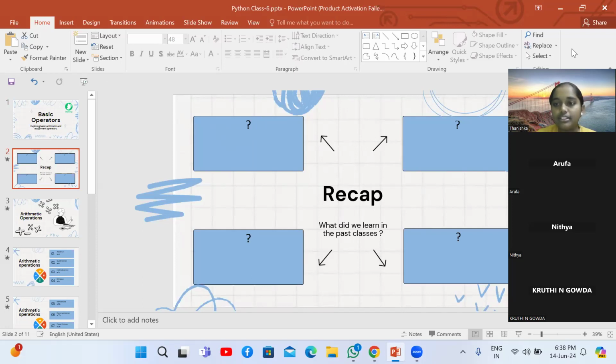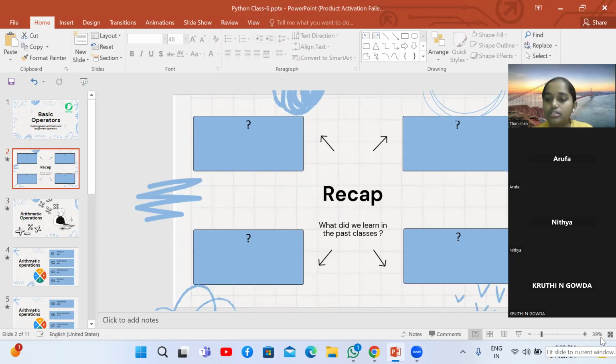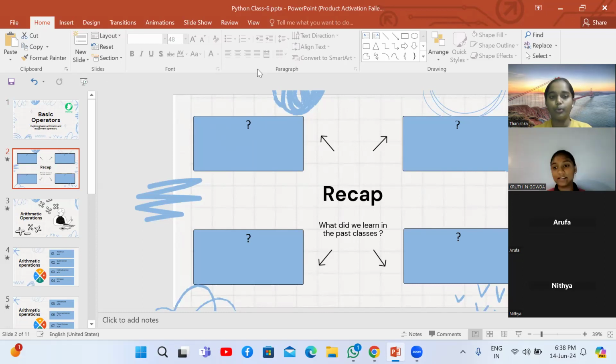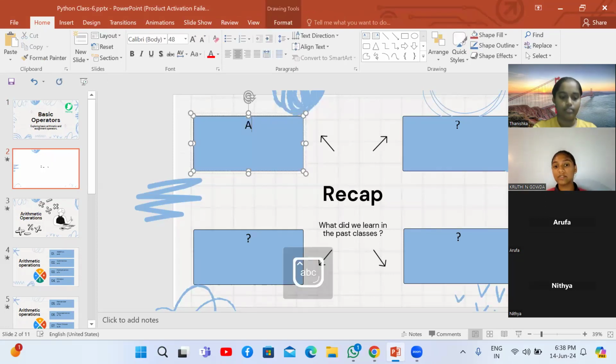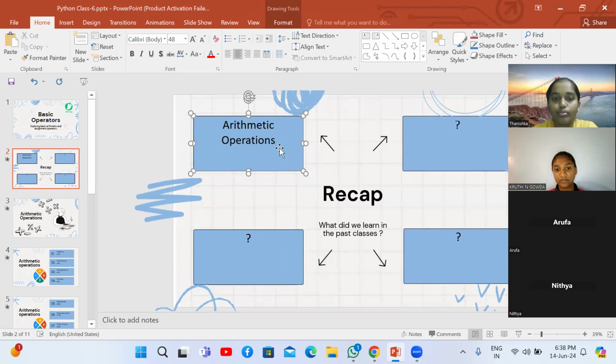Okay. Then Kruti. What we learned in the last class? In the last class, we have learned about the arithmetic operations. In that, we have learned about remainders in Python, float division and floor division. So arithmetic operations, right? In arithmetic operations, you already know about addition, subtraction, multiplication. And then another one thing, what you learned?